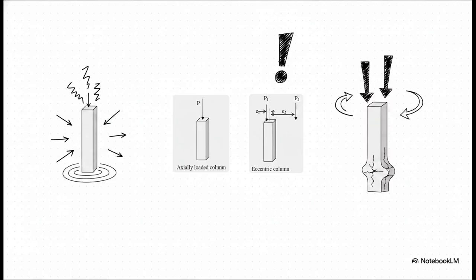Now, that downward load can happen in two main ways. First, you have an axially loaded column, where the weight is perfectly centered over the centroid of the column. But then you have an eccentric column, where the load is offset by a tiny bit, a specific distance we call the eccentric distance. And man, as we'll see later, that tiny offset changes the physics entirely.